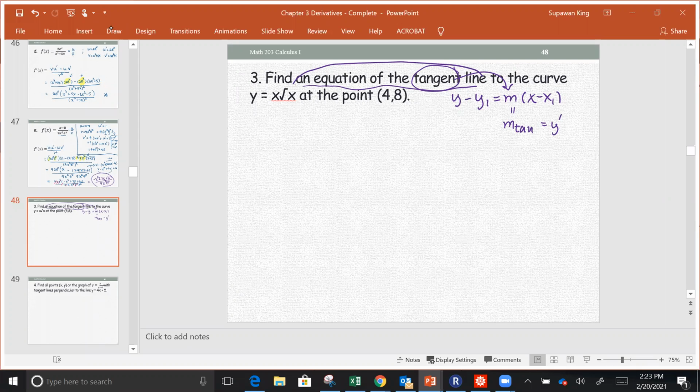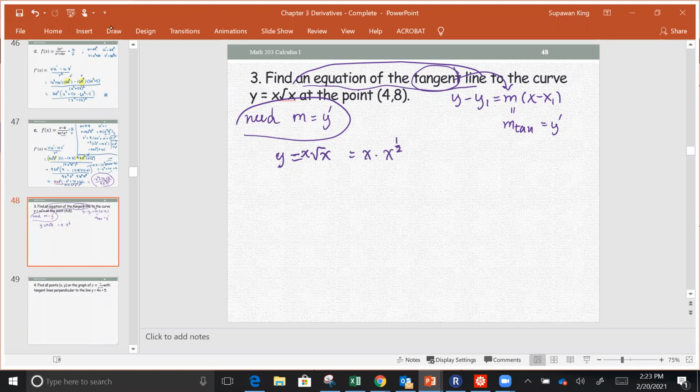So we're going to need to find the m, which is the y prime, at the particular point (4, 8), as y equals x times square root x. We see a product, and we write it as x multiplied by x to the power 1/2.